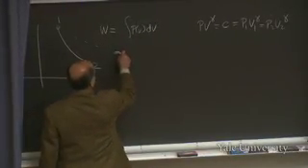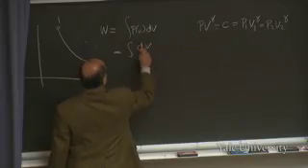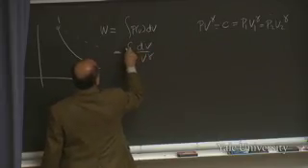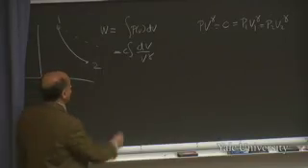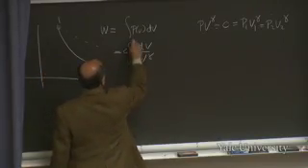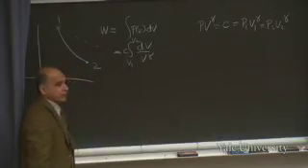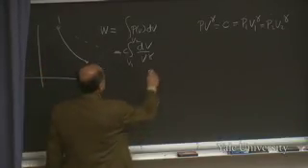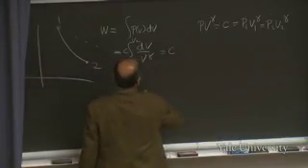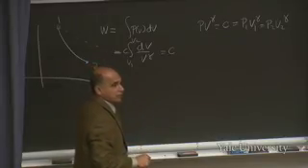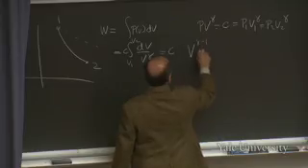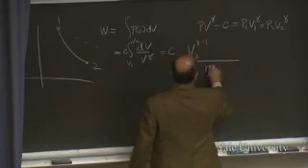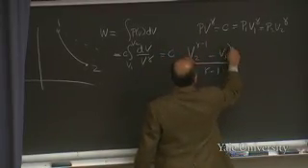It's convenient to call that invariant product of P V raised to gamma as C, because then we can do the integral as dV over V to the gamma with a constant C here from V1 to V2. And this is a pretty simple integral. You guys know that the integral of x to the n is x to the n plus 1 over n plus 1, so V to the gamma minus 1 over gamma minus 1.